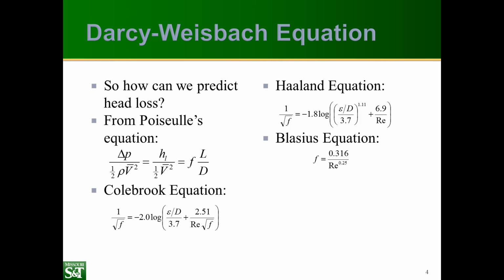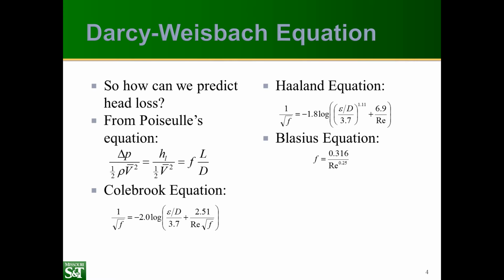The Holland equation is actually just an approximation to the Colebrook equation. The benefit is it does not require iteration. However, it's not quite as accurate. It's generally within 1% or so of the Colebrook equation. For smooth pipes, the Blasius equation is often used, but it requires that the roughness of the pipe be 0.